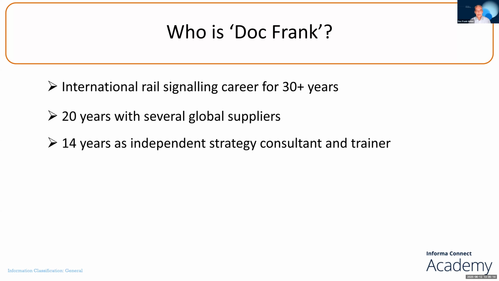The last 14 years I spent as an independent consultant, specifically for strategic topics around modern train control, and also as a trainer. I'll get back to that. So with this combination, I've been on both sides of the fence, on the supplier side and on the client side. I know quite a bit about how both of these camps think and work. This really gives me a good understanding of the bridging between those two camps, which can often be quite diverse and often enough struggle to understand each other.